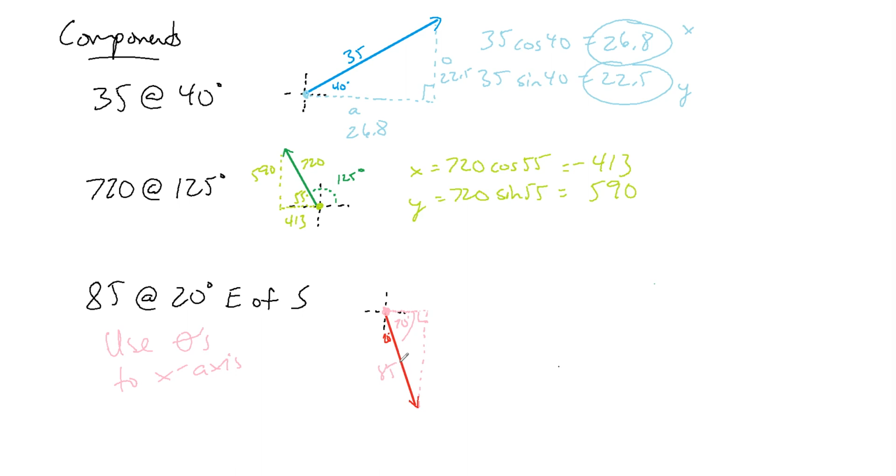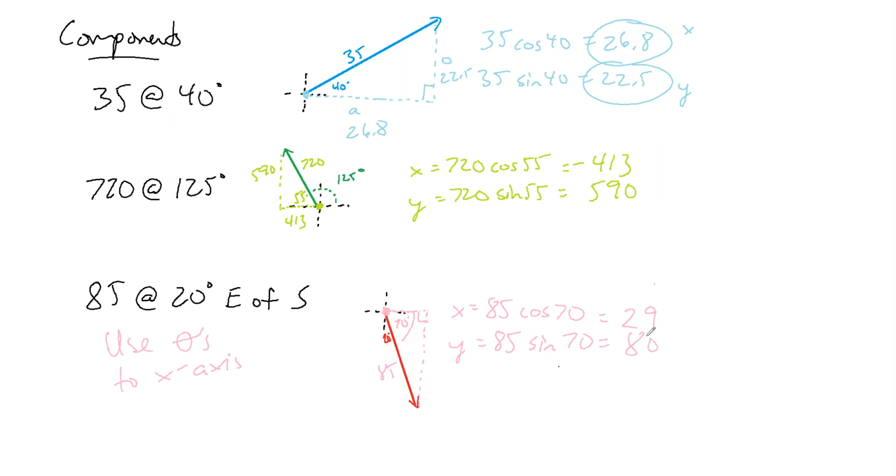If I want an x and y component, for my x component I'm going to do 85 cos of the 70. For y, I'm going to do 85 sine of the 70. I'm going to find my two values. So if I do 85 cos of 70, I should get, we're just going to round off, around 29. And if I do 85 sine of 70, I'm going to get around 80.